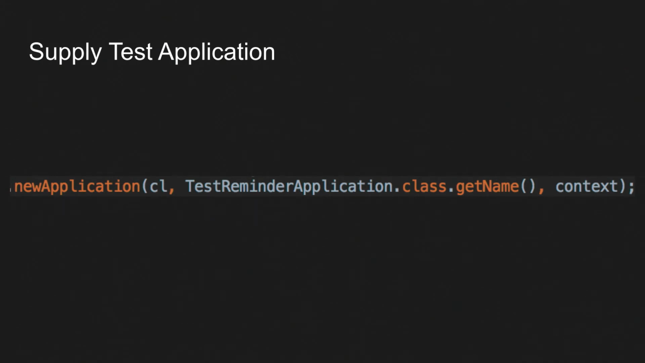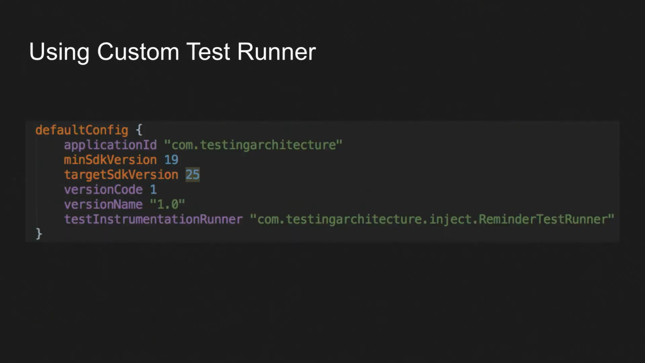You have to have a custom test runner. Now, the Android JUnit runner is the default, so you just extend that. You're going to override the new application method. You can basically just generate it for you. Most of that isn't important. The only thing you need to do here is pass in your test application as the second parameter.